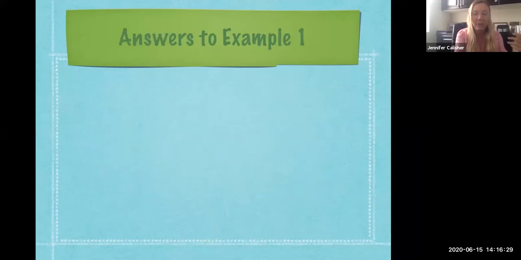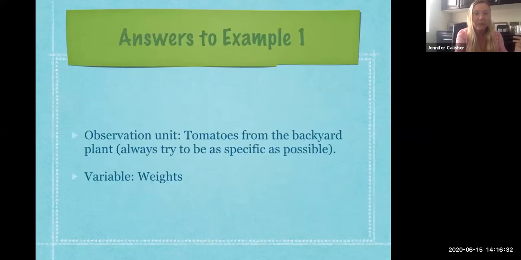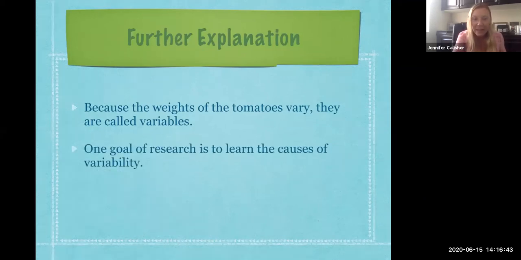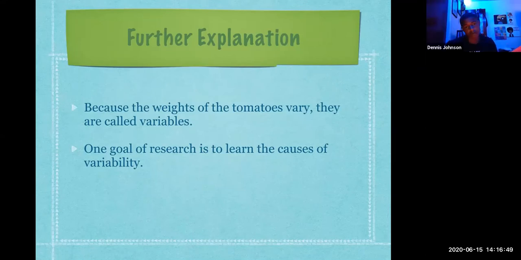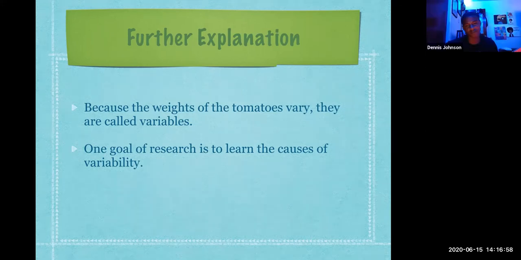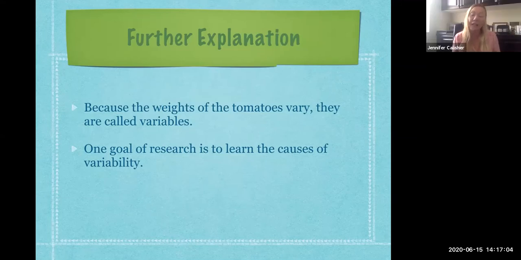I can't see it all. And then the variable is the weight. Okay, so just a further explanation: because the weights of the tomatoes vary, that's why we call them variables. And then, Dennis, can you read the next bullet point for me? Because the weights of the tomatoes vary, they are called variables. You want me to read the second one too? Yeah, thank you. One goal of the research is to learn the causes of variability. Exactly. With statistics, a lot of it goes hand in hand with research. So again, one goal of research is to figure out the different causes of the different variabilities.